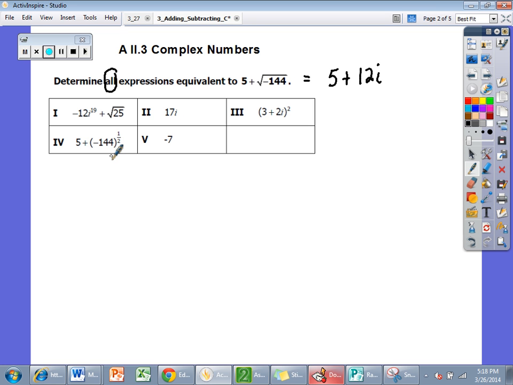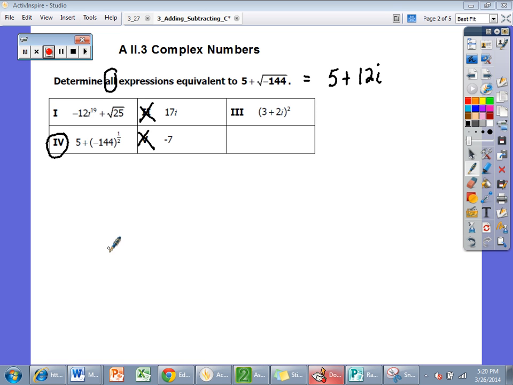Well, negative 144 to the 1/2 power, if we think about our rational exponents, the square root, that's the same thing as writing the square root of negative 144. So I know that one's correct. I know that I cannot combine these two things together. They're not like terms, so this one can't be right and this one can't be right. I just have to decide, are these other two things correct? I know the square root of 25 is 5. I just have to decide, is negative 12i to the 19th power the same thing?